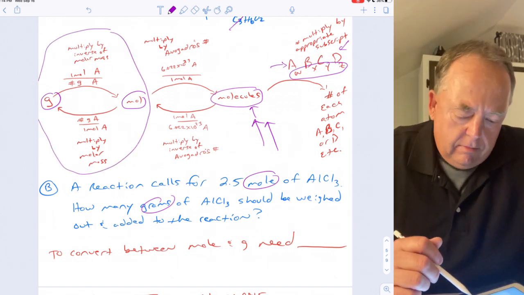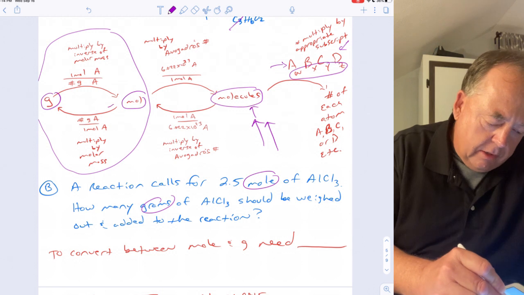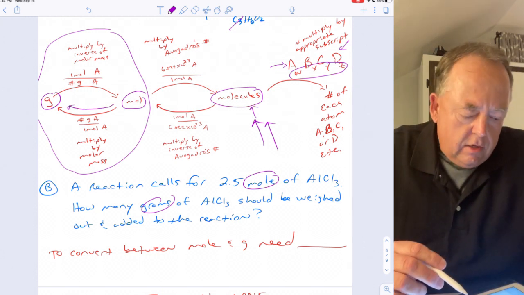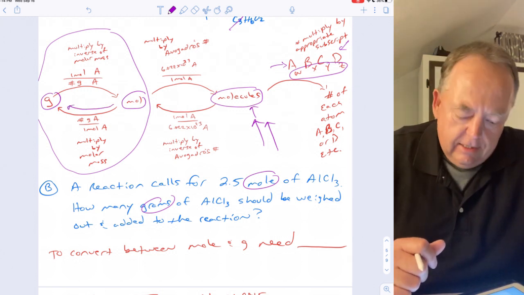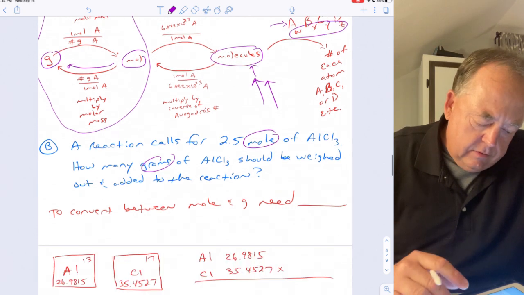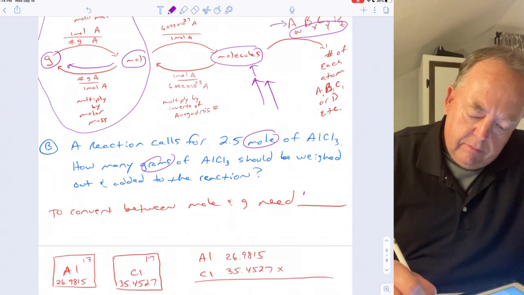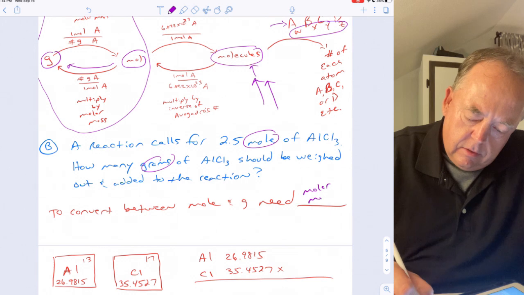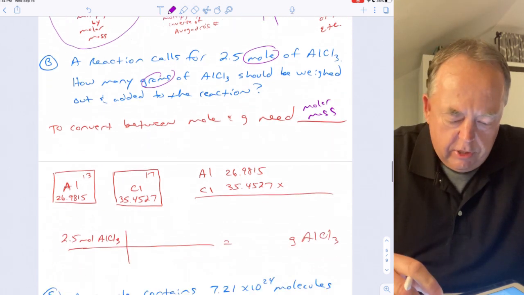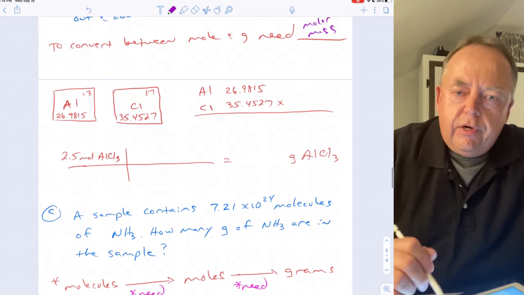We're doing moles to grams. So we're going this way. If we're going that way, then we just need to multiply by the molar mass. So if you want to convert between moles and grams, you need molar mass. So if it's not given, then you calculate it yourself. So you need your periodic table.